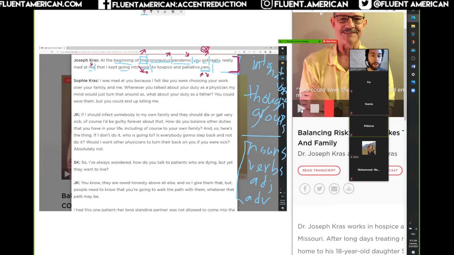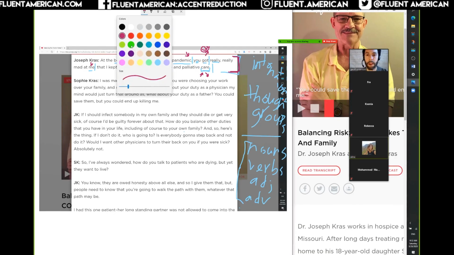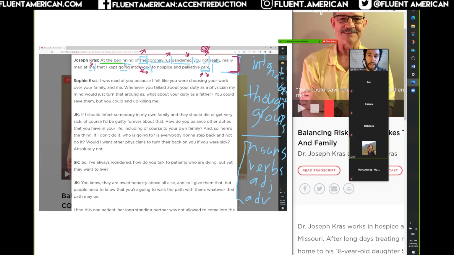Where are the places where he goes the fastest? At the beginning, he starts faster and then slower. So I'll say at the beginning, that first part, he goes pretty quick. Definitely pretty quick. Other places where he goes a little faster: really, really mad at me.